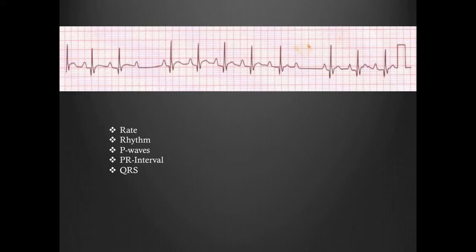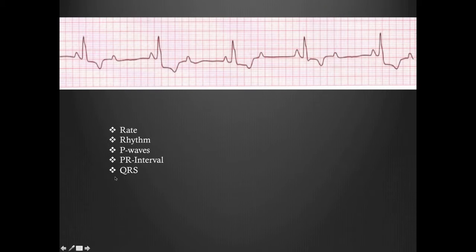Okay, so let's look at the weird parts of this rhythm strip. There is not a QRS for every P, and the PR interval gets longer. Which AV block is this? If you're thinking longer than a drop, it must be a Wenckebach. You are correct. Okay, let's look at the next rhythm strip.